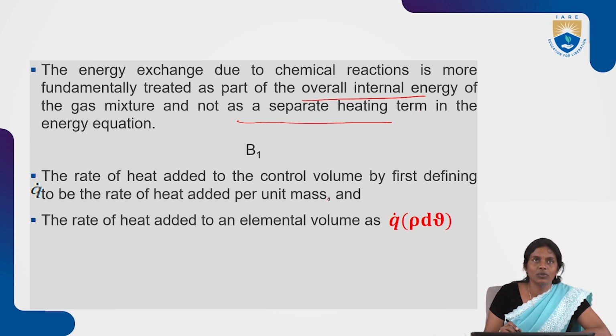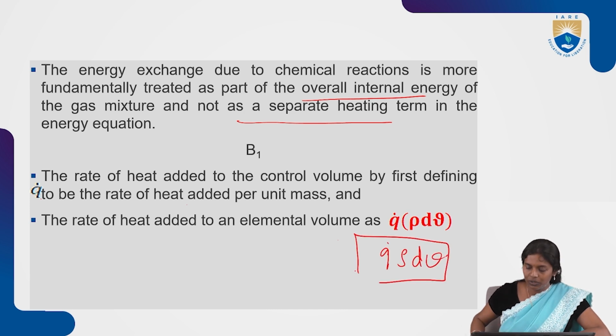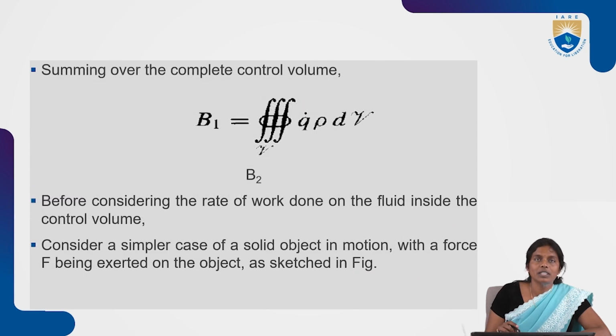Okay, so now let us focus on our first term, the rate of heat added to the control volume, by defining q dot to be the rate of heat added per unit mass. The rate of heat added to the control volume is then q dot times rho times dV. So this is nothing but the rate of heat added to the control volume.